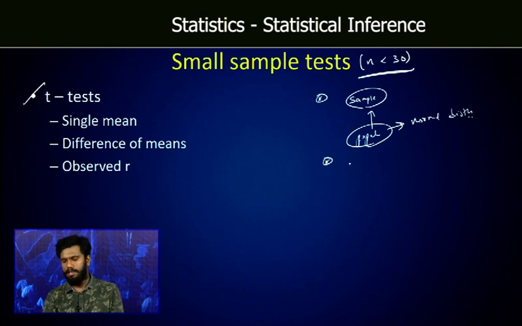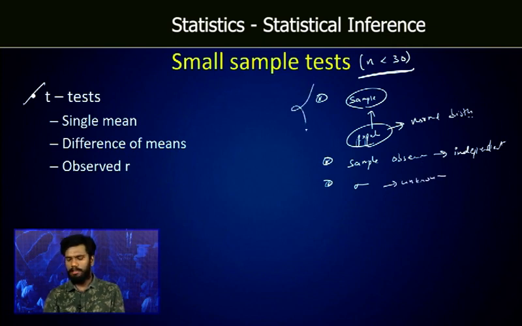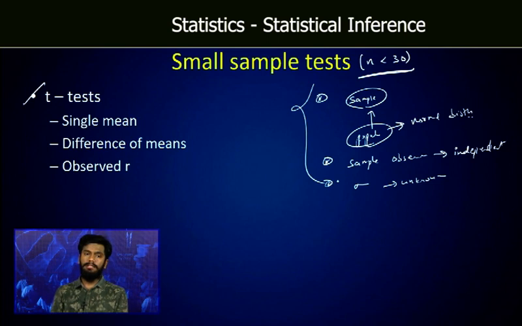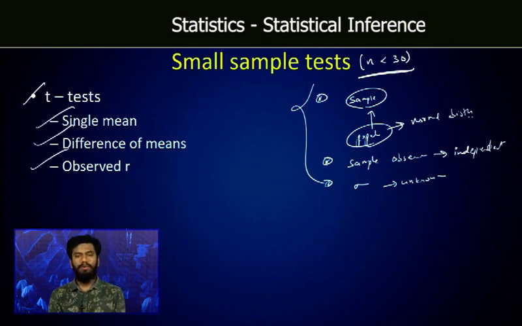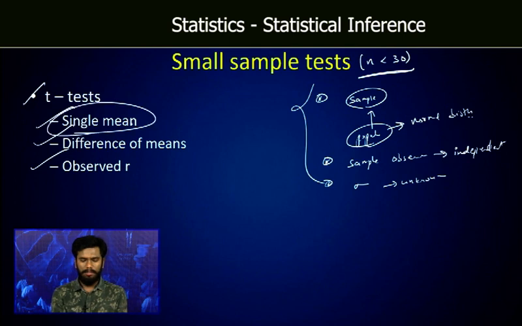The second assumption is that the sample observations you are considering must be independent. The other thing is, the population standard deviation must be unknown. When these assumptions are satisfied, then we can use the t test. In which cases can you use the t test? Test for significance of the single mean, test for significance of the difference of means, and test for significance of the observed correlation coefficients. Now first we will see the test for significance of the mean.